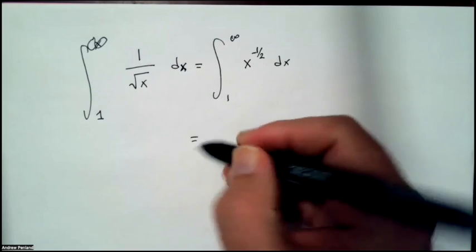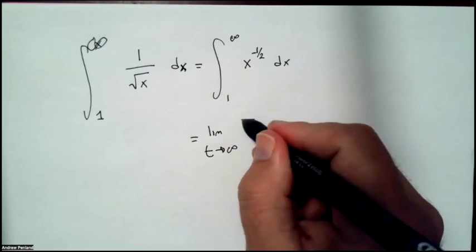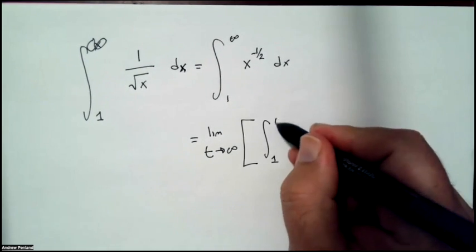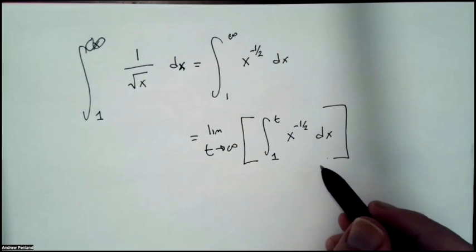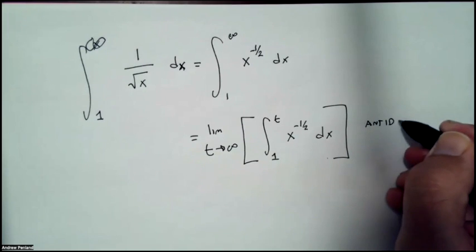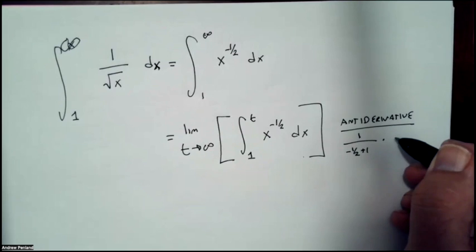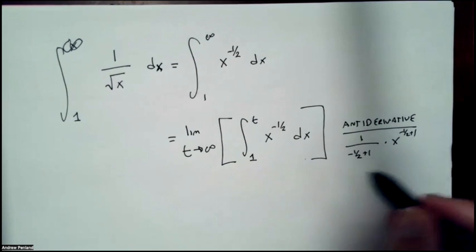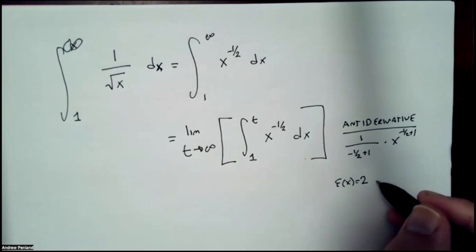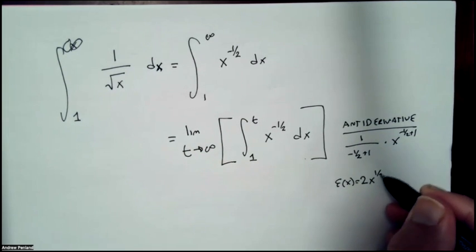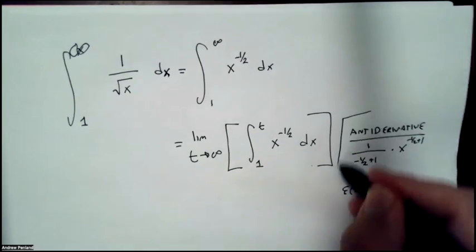And then we're going to do the trick that we do where we're taking the limit as t approaches infinity. Our trouble spot here is at infinity, so let's replace it. Let's have the definite integral from 1 to t of x^(-1/2) dx. And let's just work on this for a minute. Our antiderivative here is going to be 1 over (-1/2 + 1) times x^(-1/2 + 1). And when you clean this up, I'm going to go ahead and tell you that the antiderivative becomes big F of x is equal to 2 times x^(1/2), or 2 times the square root of x.